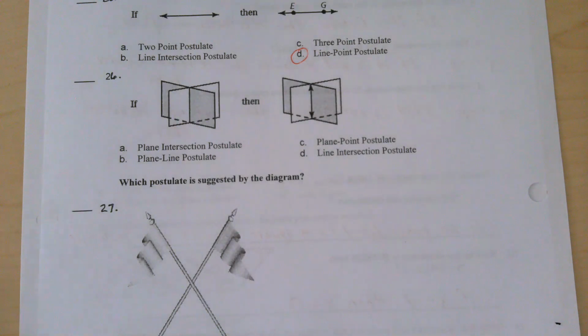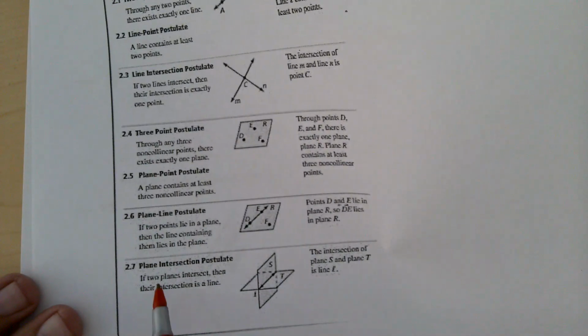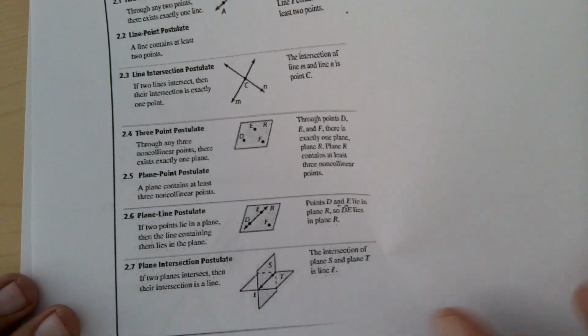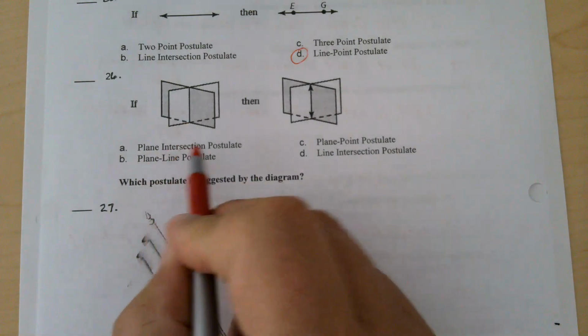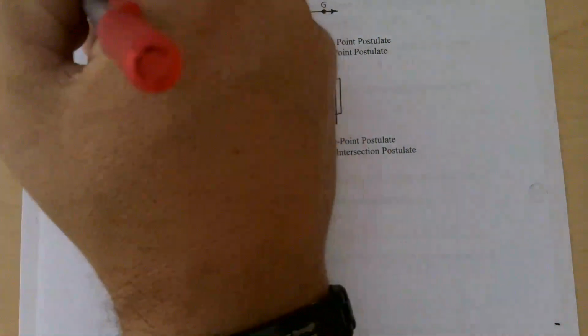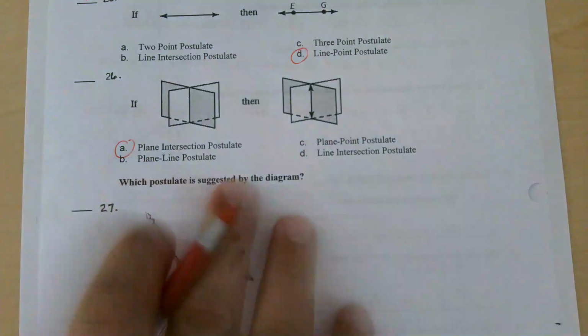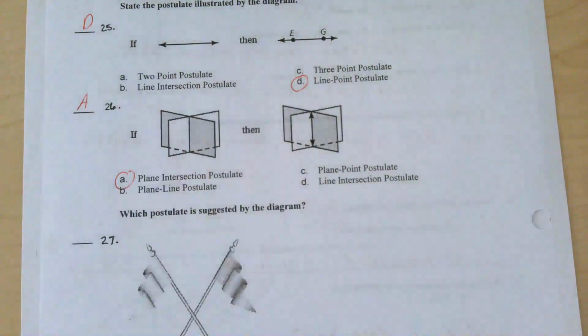Then in number 26, I have 2 planes and they're intersecting. What you're supposed to see is that when they intersect, it forms a line. If you look down here, 2 planes intersect, then their intersection is a line. That's the plane intersection postulate. Again, most of these are supposed to use some common sense. Plane intersection postulate, which is A. I always forget to write these up here. So there's D, then A.